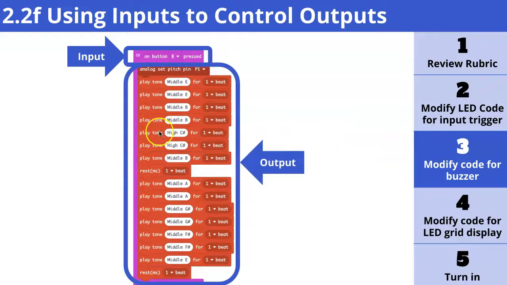And so just to remind you, the input here is the top. The input is once the button is pressed. When that happens, then the rest of my code is going to launch, and that's my output. So the output is the song, and I'm going to hear that on my speaker.